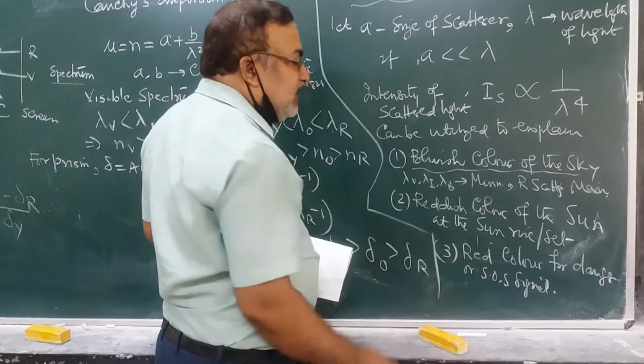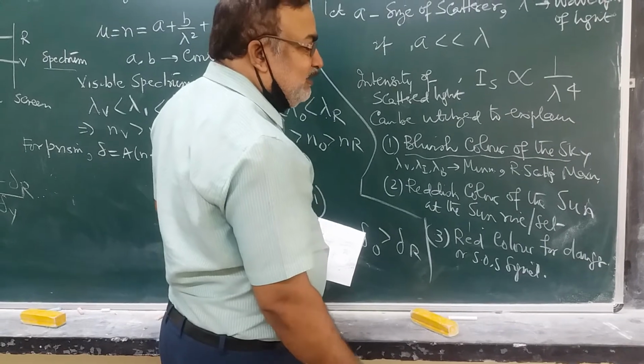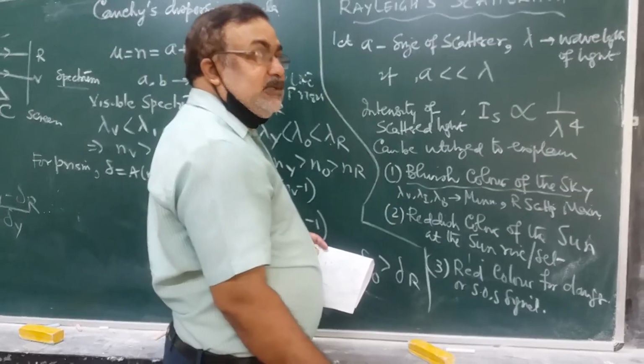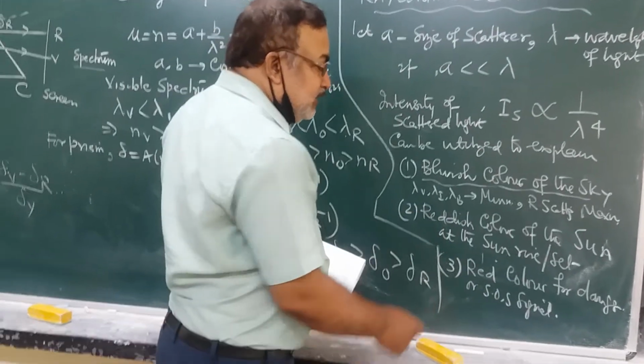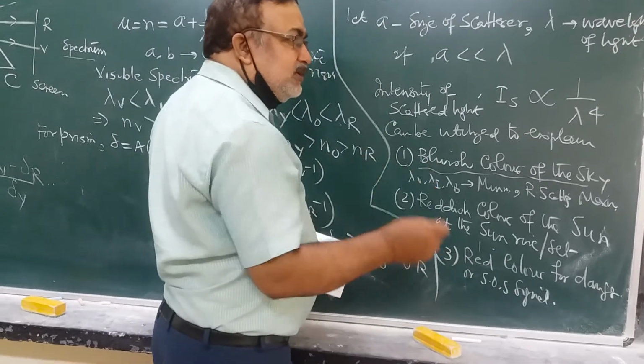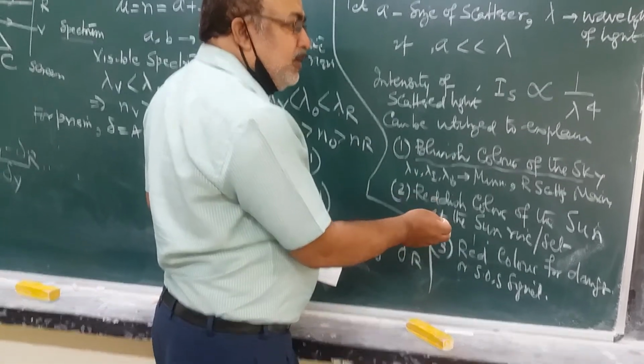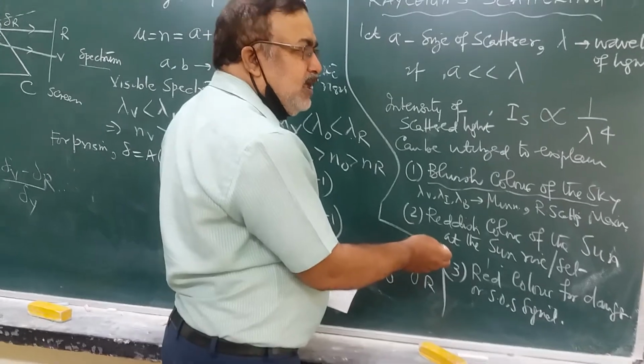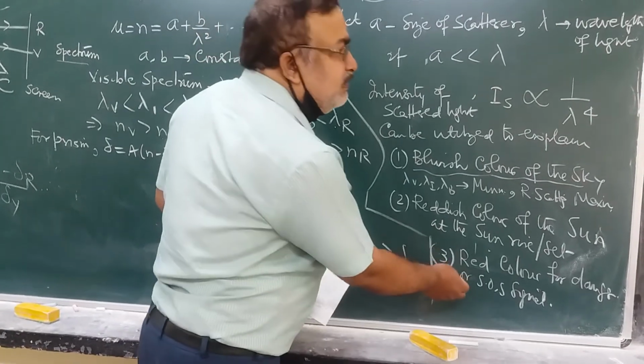Third is why red color is selected for danger or SOS, save ourselves signals. This is because of the same reason. Red color has maximum wavelength, so it has minimum Rayleigh scattering, so it can be seen from a long distance.